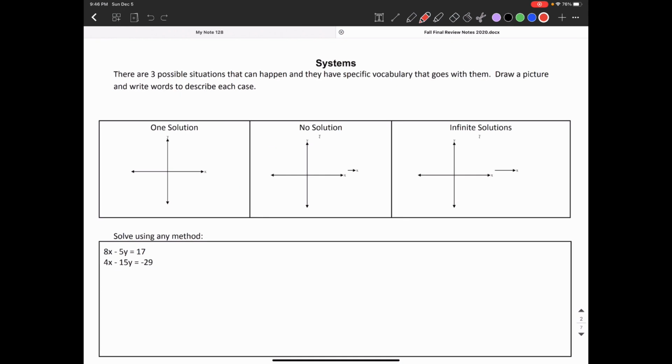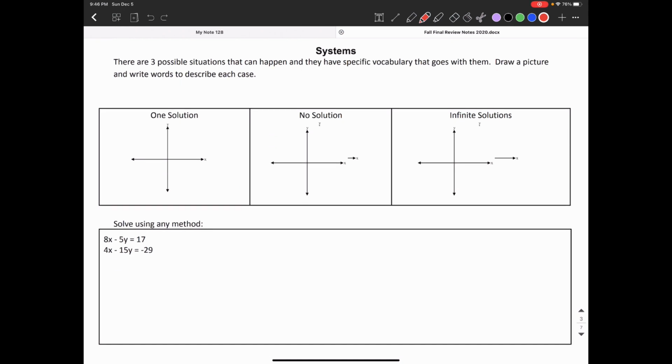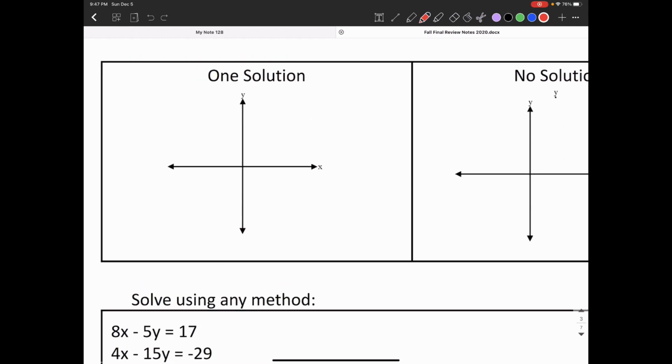And the last thing I'm going to talk about with functions is systems. So there are 3 possible situations that can happen, and they have specific vocabulary that goes with them. I'm going to draw a picture and write words to describe each case. So the first case is one solution. That means that I have 2 lines that intersect in only one place.